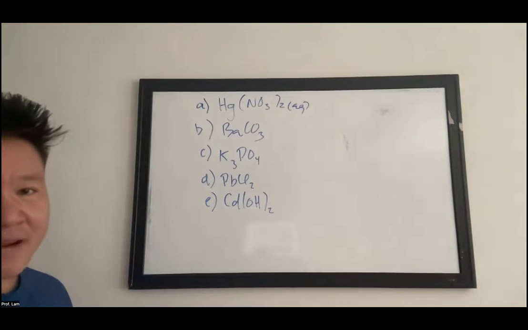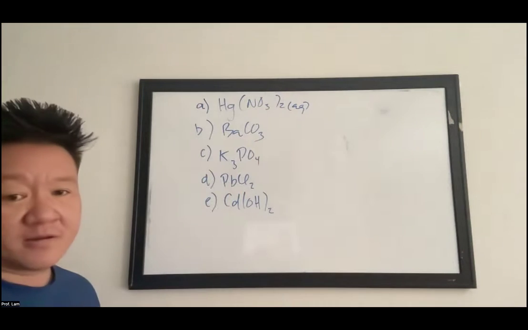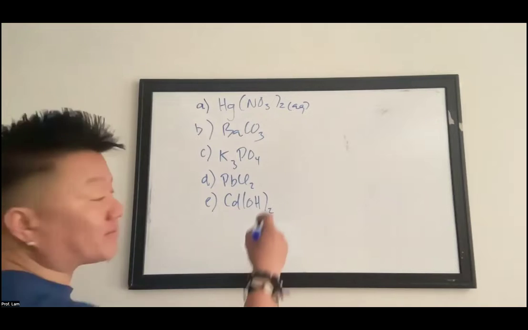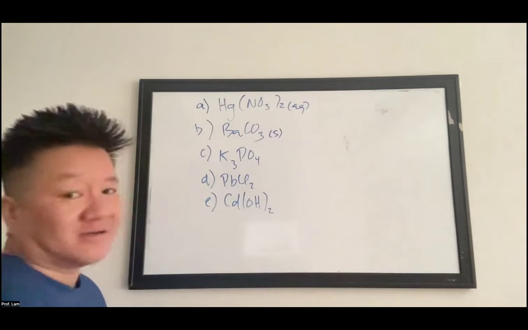All right, next is barium carbonate. Barium carbonate, okay. Oh, carbonate is in the insoluble section. And I just want to check the exceptions to see if barium is on there. Barium is not on there. So barium carbonate is a solid.